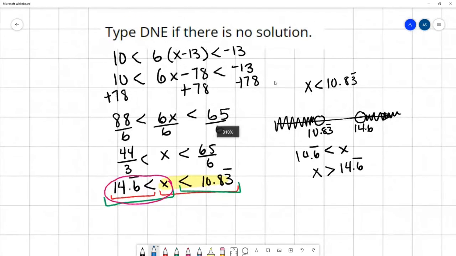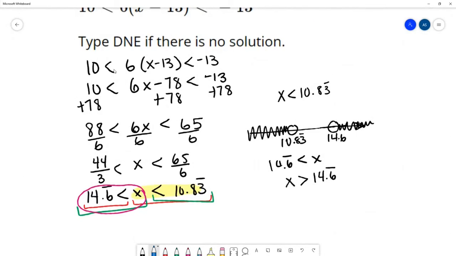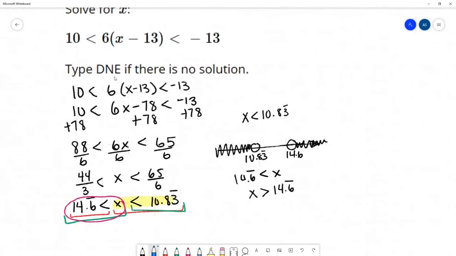Now, if we look back to the very beginning of the problem here, you can kind of get a sense that it's not true from the beginning. You have this chain of less than symbols. Here should be the lowest number. We have 10. Here should be the highest number. We have negative 13. 10 is not less than negative 13, and so we get something that starts off wrong from the beginning. So this inequality has no solution, and we would type D and E.